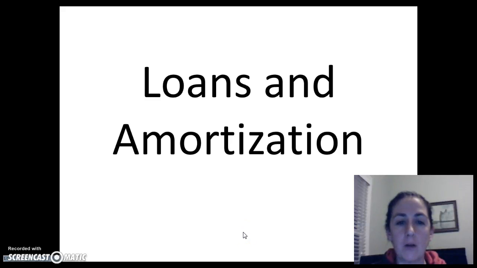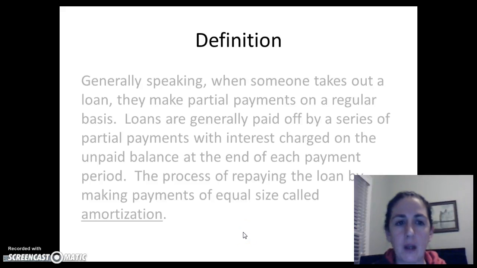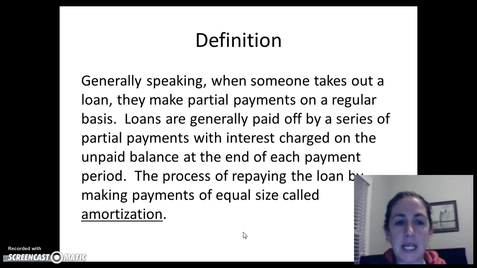Today we're going to talk about loans and amortization. Generally speaking, when someone takes out a loan, they make partial payments on a regular basis. Loans are generally paid off by a series of partial payments with interest charged on the unpaid balance at the end of each payment period. The process of repaying the loan by making payments of equal size is called amortization.